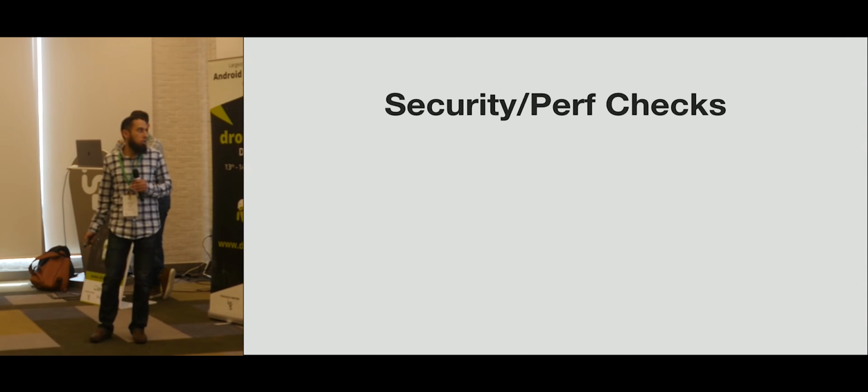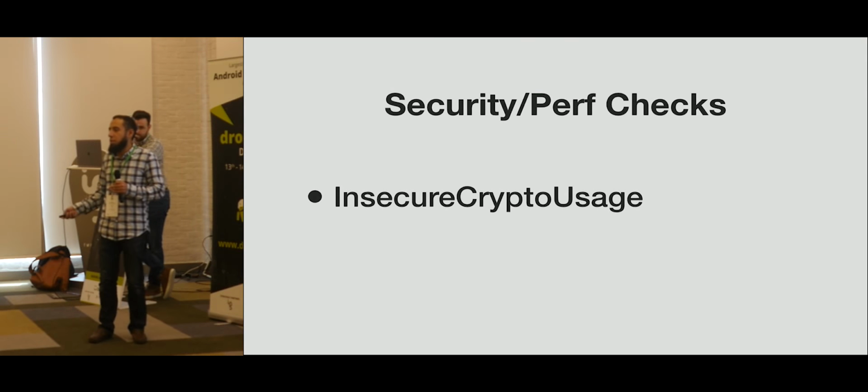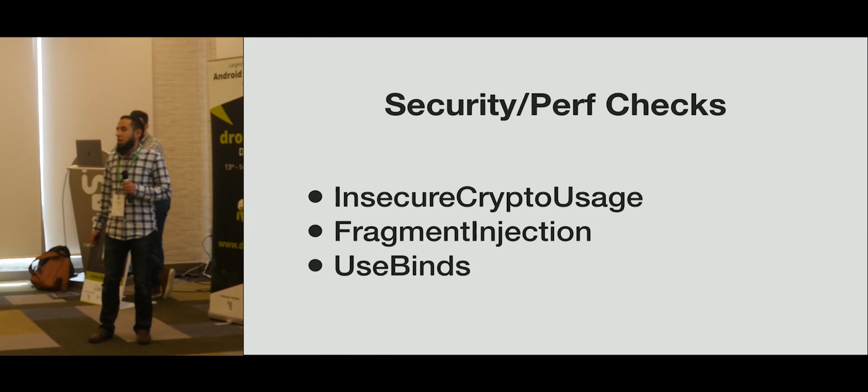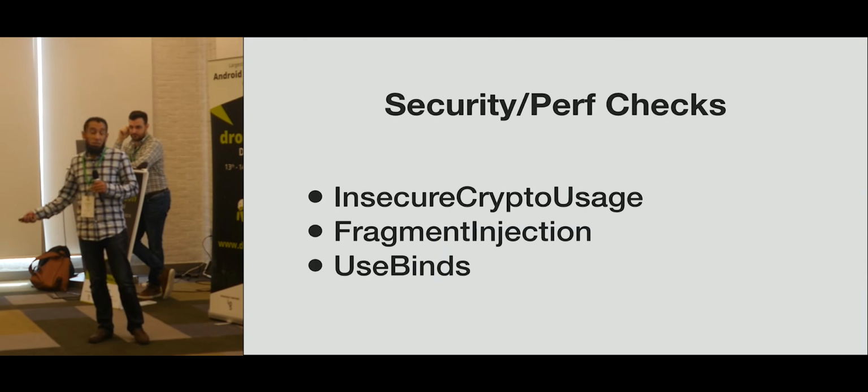Remove unused imports. Self-assignment. These are again subtle bugs that might happen that we might miss, but Error Prone will catch. It also does some security and performance checks. If you're using some of the crypto libraries, or if you're using them insecurely, it'll tell you. Fragment injection. If you're using PreferenceFragment and you don't override a particular method, someone can inject code into your app. Again, Error Prone will tell you.